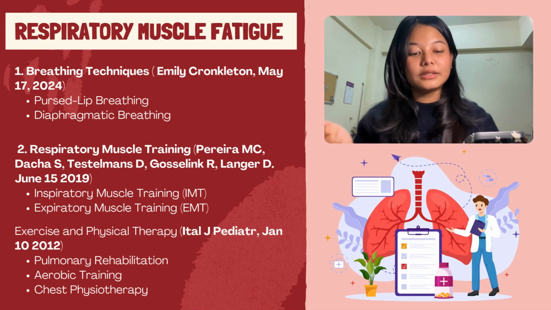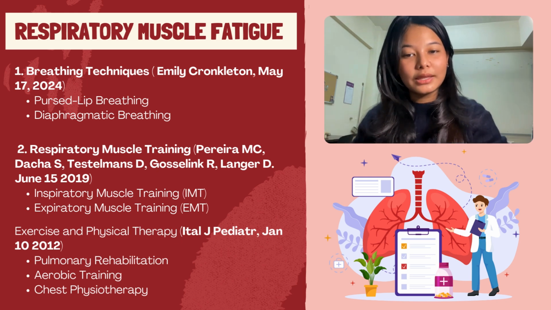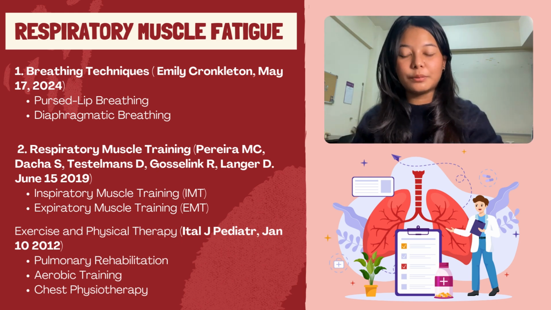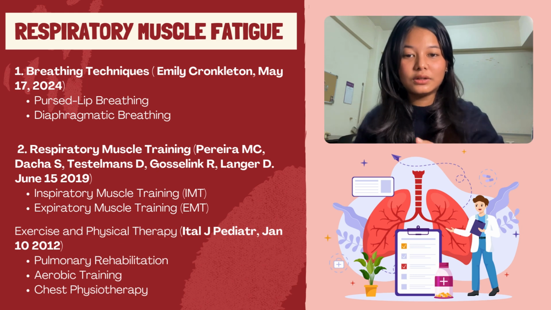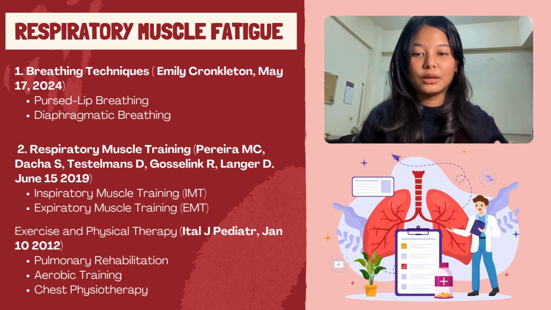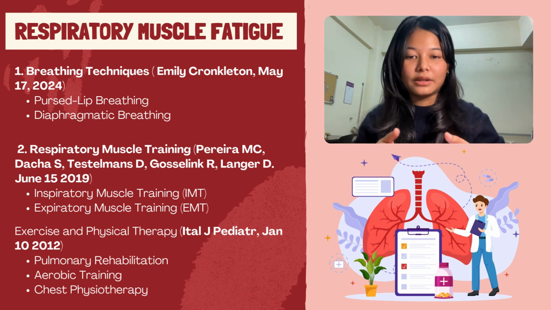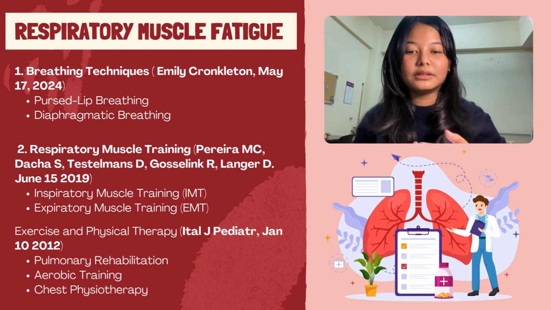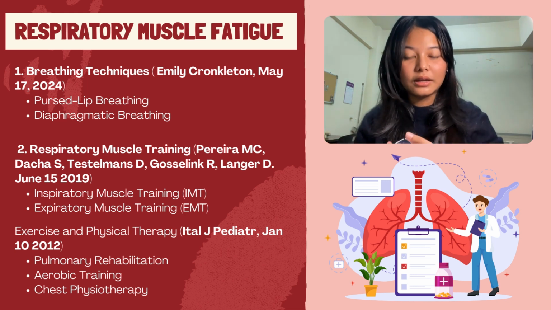And the next one is respiratory muscle fatigue. So the first one is breathing techniques. There are two types of breathing techniques. The first is pursed lip breathing, to help reduce air trapping, improve oxygenation, and decrease the work of breathing by keeping the airways open longer. And the second one is diaphragmatic breathing. It helps to encourage use of the diaphragm to strengthen the respiratory muscle and improve ventilation efficiency.